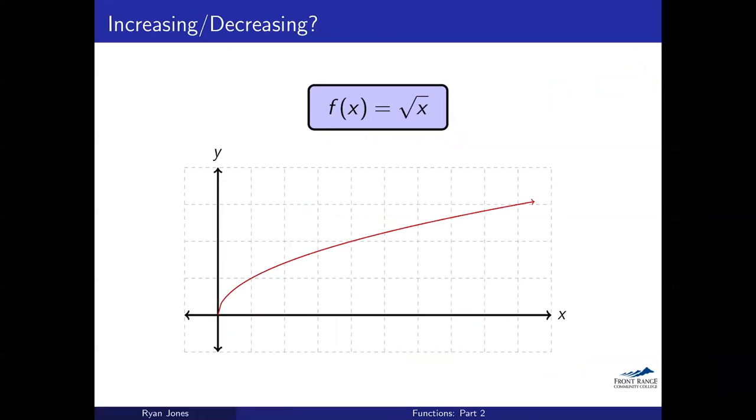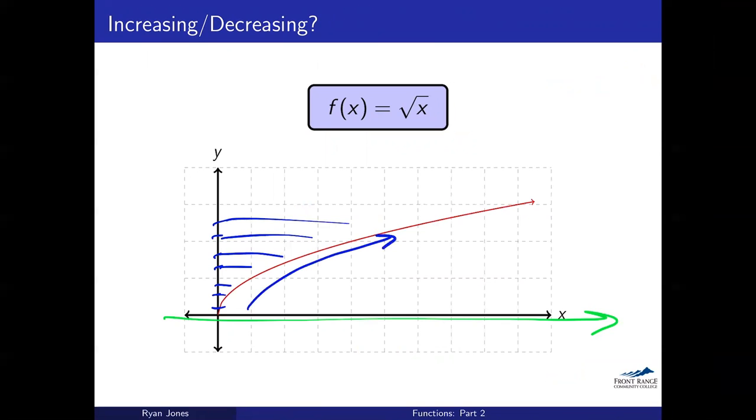I've got root x. As I move from left to right here, I notice that my y values get bigger and bigger. You can see that they get larger and larger. I'm moving up, if you will. As I read like a book from left to right, my function moves up. So that means that this function is actually increasing for all x. And so there we go, increasing right there.